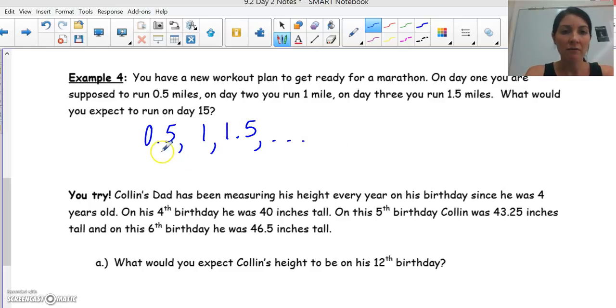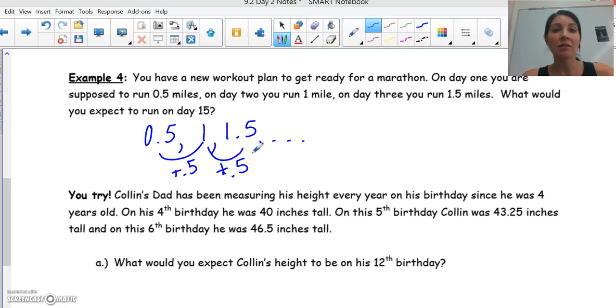Well, what's the pattern? From 0.5 to 1, I went up by 0.5. From 1 to 1.5, I increased by 0.5. Well, I could keep doing that until I get to the 15th day, which is totally fine. But if you are interested in learning the shortcut, this is what I would do. I would first write the explicit formula. That's what we did yesterday. We wrote the explicit formula. We used that to find a term like the 100th term, in this case the 15th term.